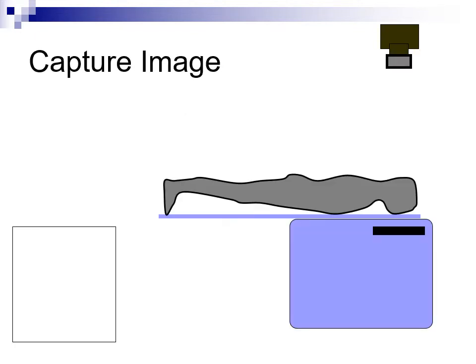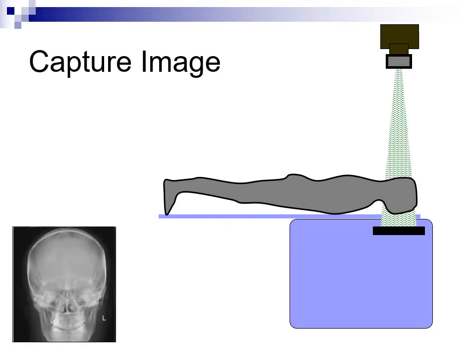Here we have an X-ray table, a patient, a PSP plate, and an X-ray tube. The box to the lower left corner of the screen represents the final image displayed on the computer screen. The tube is energized, and the radiation passes through the patient. After scanning, the image is displayed on the computer monitor.